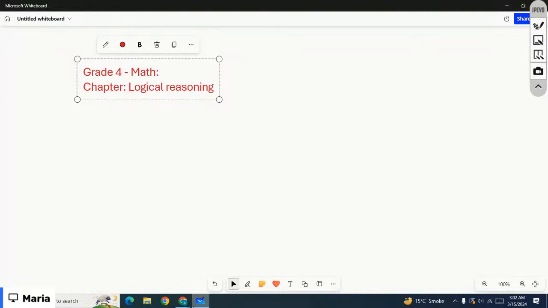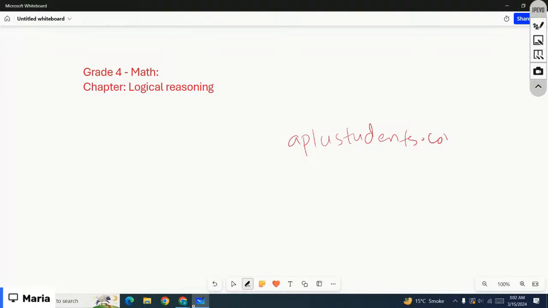We are here for grade 4 math. You can find all the lessons on aplusstudents.com. You have to log in there using your email address and password as provided by the administrator. Then you have to select math from the subject tab. Scroll down to grade 4 and then click on view all lessons. So there you can find a list of the chapters. We're going to start with the chapter logical reasoning.